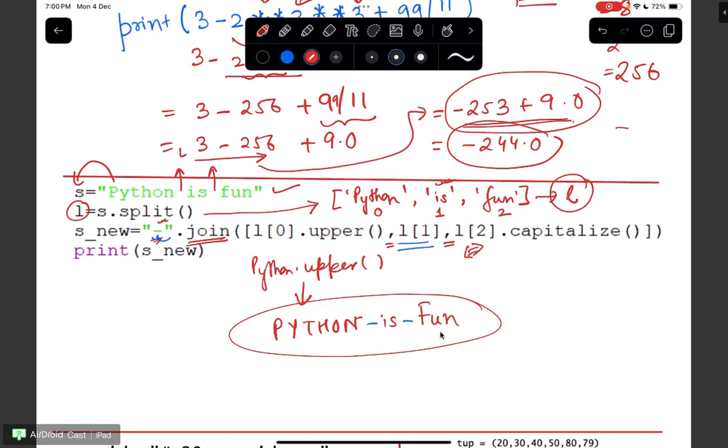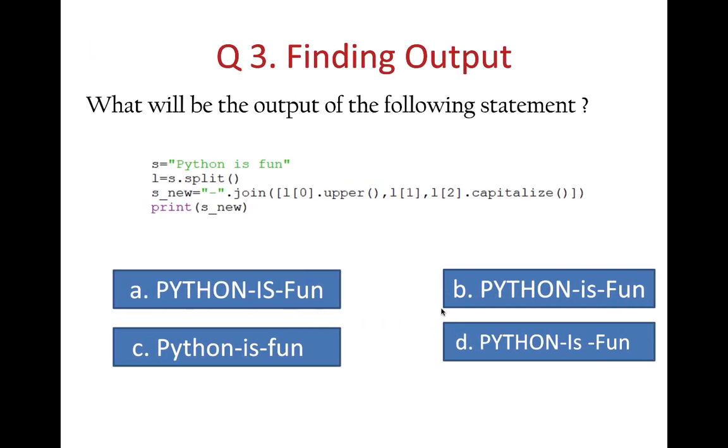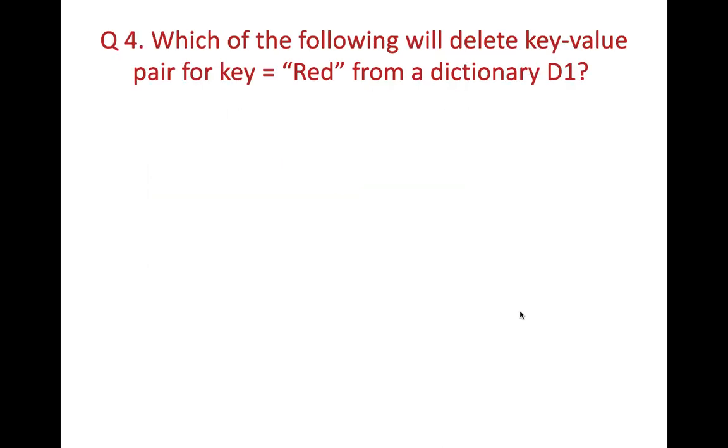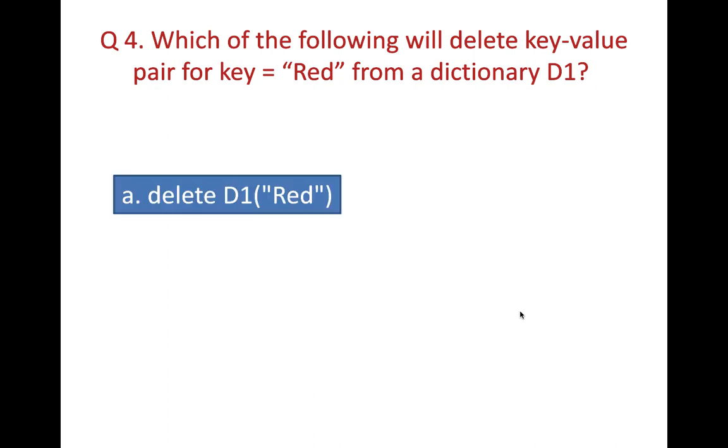All right, let's see if it is one of the options or not. Yes, it is one of the options. Which option is it? It is option B. So is it the answer? Yes, it is the correct answer. Let's move ahead to the next question, which is, which of the following will delete the key value pair for key red from a dictionary D1?